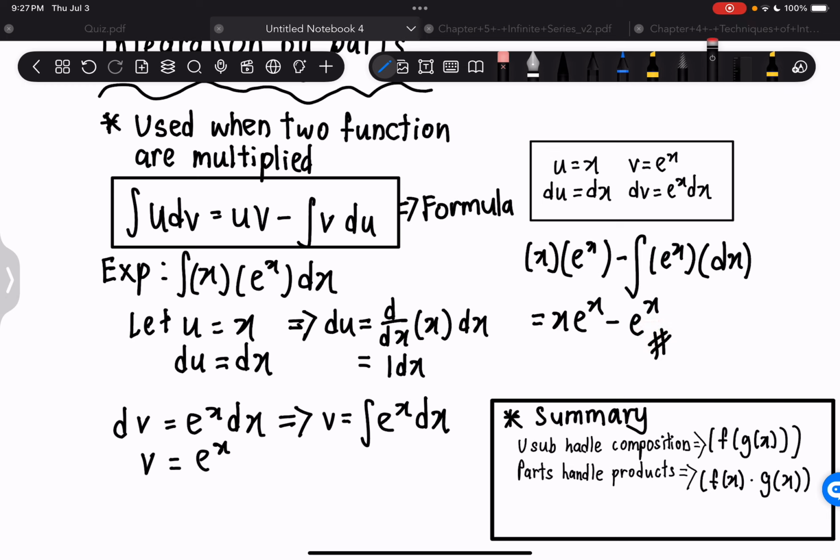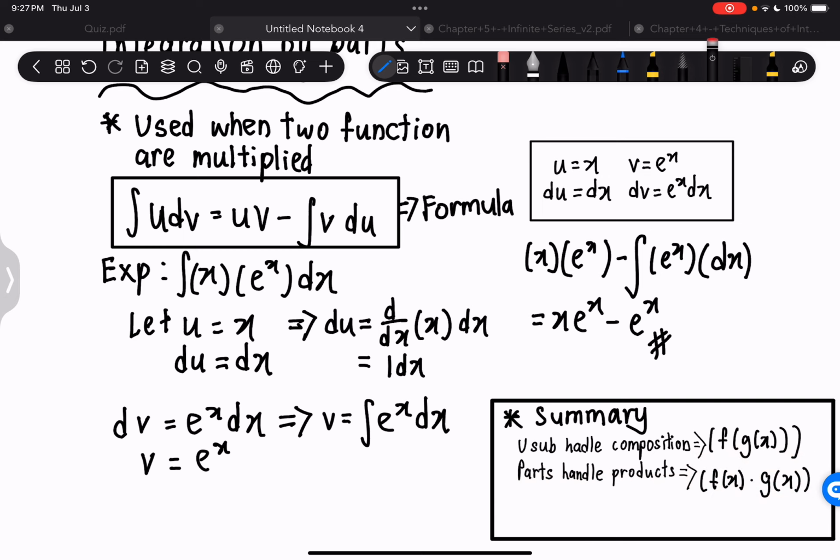Before I move to the next topic, let me give a summary. Substitution is basically for handling composition like this, which means a nested function, while parts handles products, which means you have two functions.